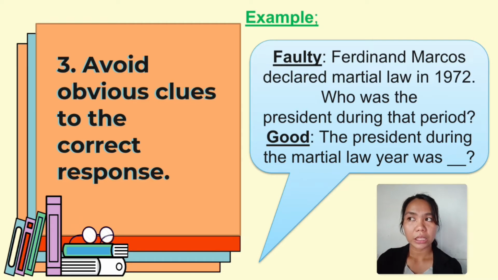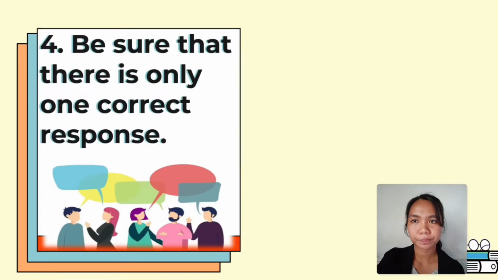because the president is the only one who can declare the martial law, while the other item is not giving a clue to the question. So that is why giving clues to the question is not advisable in making fill in the blanks, because what is the essence of making fill in the blanks if you already put the correct answer in the question itself? So next, be sure that there is only one correct response.